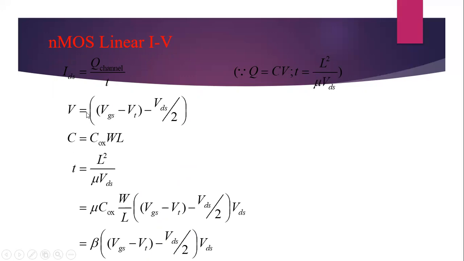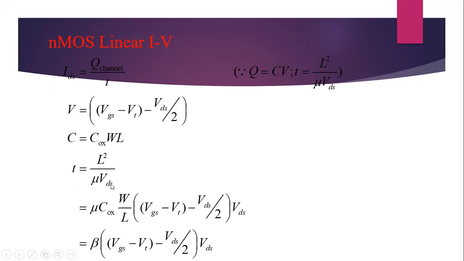And you know the V value is VGS minus VT minus VDS divided by 2, and C is equal to C ox WL, and transit time is equal to L square divided by mu VDS. Substituting all the values, you will get mu C ox W by L into VGS. The L square cancels, and we have W by L here, and this W by L plays a vital role in designing a MOSFET, and VGS minus VT minus VDS divided by 2 into VDS.